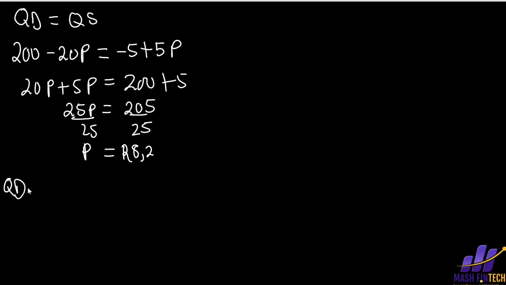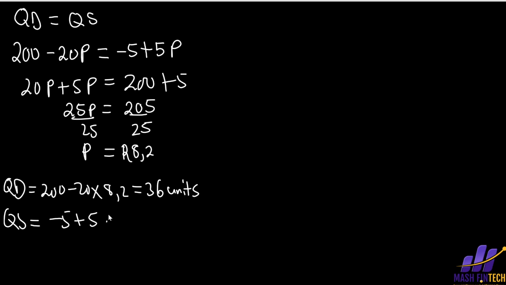The quantity demanded is 200 minus 20 times the price of 8.2. If you quickly punch this into your calculator, you must get 36 units or loaves of bread. And the quantity supplied is going to be minus 5 plus 5 times 8.2. Quickly punch this into your calculator, you must get 36 units or 36 loaves of bread. These numbers are the same. They should be the same. If they are different, then there's a problem, because by definition, at equilibrium, the quantity demanded has to be equal to the quantity supplied.